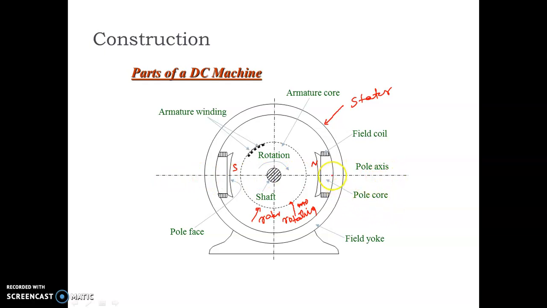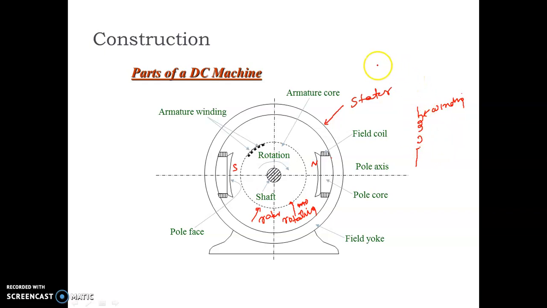This is called the pole core. Core means material like iron, a magnetic material. On this, windings are placed. What is the meaning of winding? Winding is nothing but a wire placed on the core. So this is a winding placed here, and the winding is given a DC supply here. So DC flux is created here.